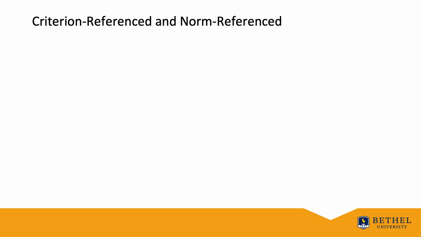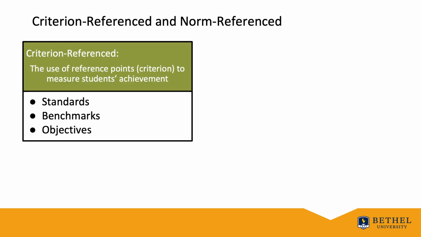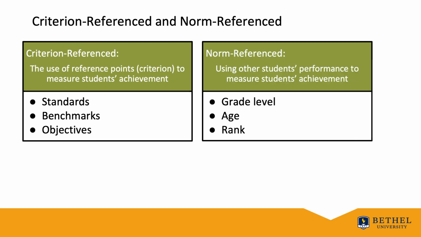Another set of assessment terms that are sometimes confused are criterion-referenced and norm-referenced. Criterion are a set of reference points, such as standards, benchmarks, or objectives. With a criterion-referenced measure, students are measured against the criterion. And when students are measured in comparison to other students at their grade level, age, or are ranked within their class, this is called norm reference, because the students are being measured against the norm. Criterion-referenced measures help students and teachers know what students can know or do, while norm-referenced help us know if that is like or unlike other students.